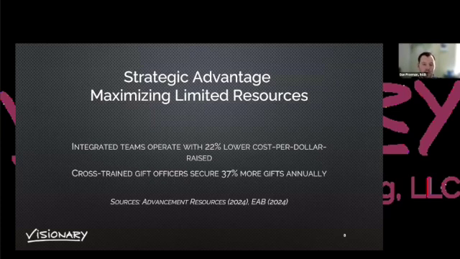When they're not integrated, you become siloed and it's decentralized and everyone works individually. That's when people get multiple emails, things get redundant. People are not communicating, they're just reaching out to the same people. And there isn't that exact segmenting and conversation. And then cross-trained gift officers secure 37% more gifts annually.